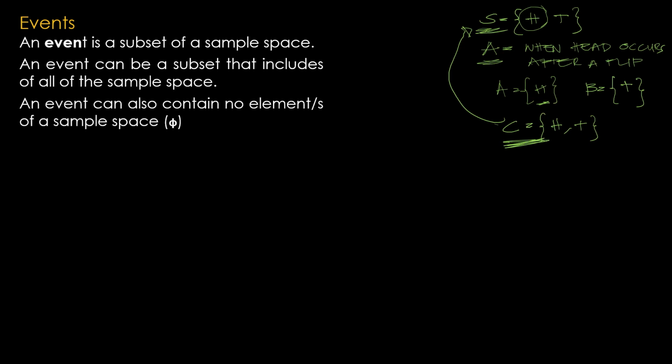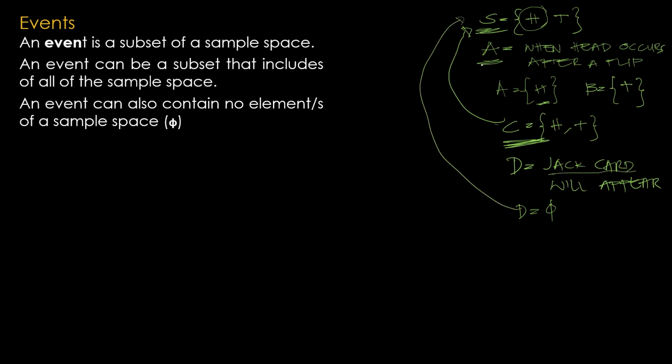Okay? Also, an event can contain no element of a sample space. Say your event D. Your event D is when after you flip a coin, a jack card will appear. So what consists of event D is a null set, nothing inside, because if you flip a coin, no jack card will ever appear. Your sample space is only heads or tail. And then for event D, a jack card is supposed to appear in that event.